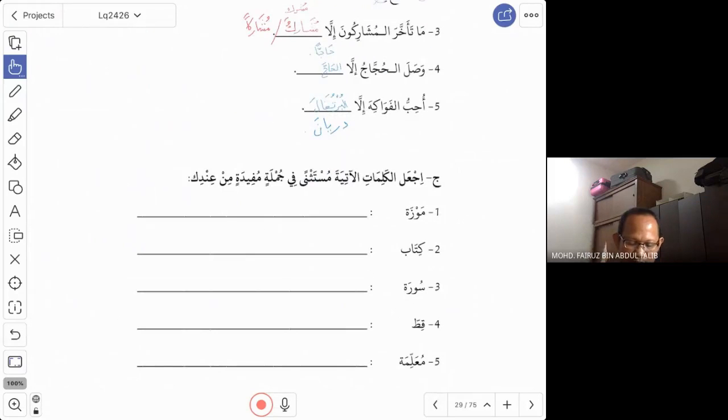Tayyib. I leave this for your homework. You can try this. Ij'al al-kalimatil atiyah mustasnan. Make all these words a mustasna. Make it mustasna means you need to have illa before the words. Fi jumla mufida min indik. So you have your own sentences. In your sentence, you can have jumlah musbata, or you can have jumlah manfiyah. No problem, you can have manfiyah as well. Let us look at how you are going to use this word in your sentences.